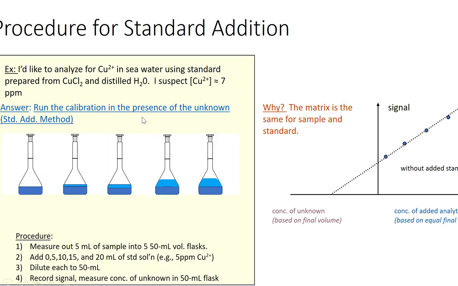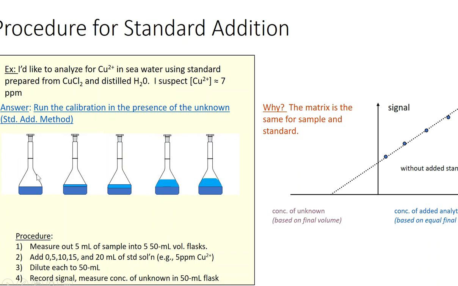So here's how it works. Here's an example. We want to measure copper in seawater, which is a dirty matrix, using a standard that we've prepared in the lab. The standard is copper chloride in distilled water. So think to yourself whether or not distilled water would have the same matrix effects as seawater, and it's pretty unlikely. They're probably going to be different. So what are we going to do? We're going to run a calibration in the presence of the unknown and in the same matrix.